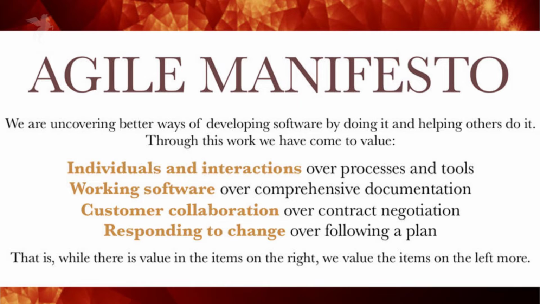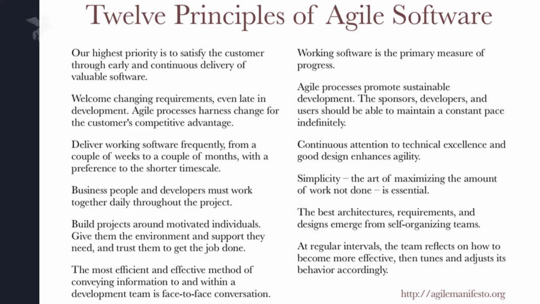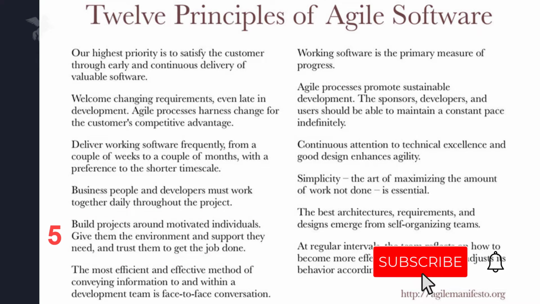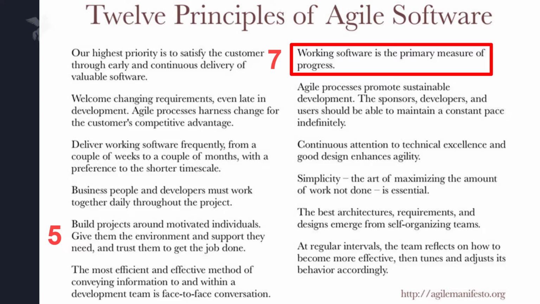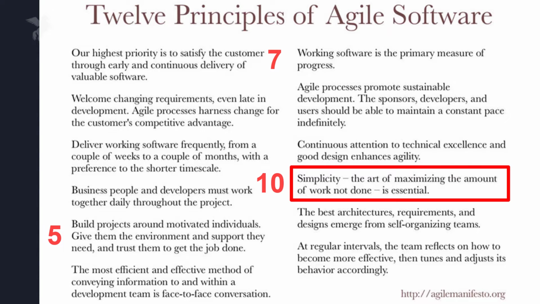Now, in addition to these 4 values, the Agile Manifesto also outlines 12 principles for Agile development practices. Let's take a look at 3 of those principles. Number 5, build projects around motivated individuals. Give them the environment and support they need and trust them to get the job done. Principle number 7, working software is the primary measure of progress. Principle number 10, simplicity. The art of maximizing the amount of work not done is essential.